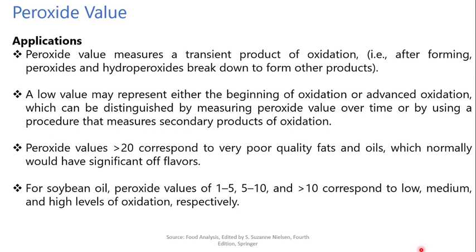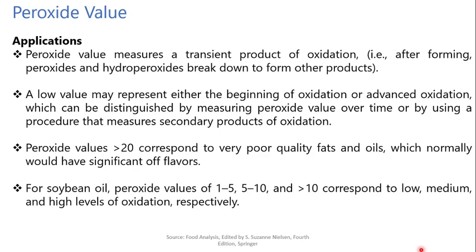Now, what are the applications? The peroxide value measures the transient product of oxidation. So in the in-between stages, if oxidation occurs, it is determined by using the peroxide value. After forming, the peroxides and hydroperoxides break down to form other products. So a low value may represent either the beginning of oxidation or advanced oxidation, which can be distinguished by measuring peroxide value over time or by using a procedure that measures secondary products of oxidation.